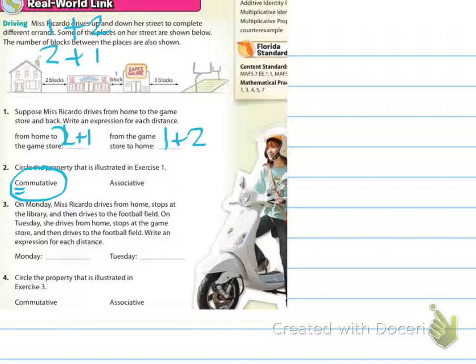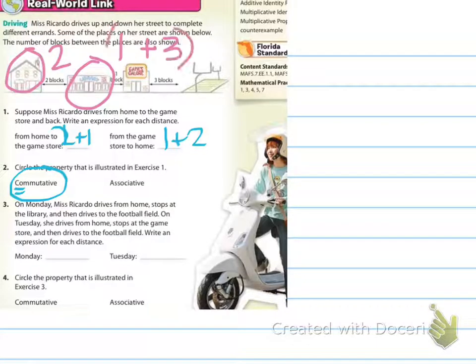So on Monday, Miss Ricardo drives from home, stops at the library. So let's figure this out. She goes from home, she stops at the library, that's 2. And then she drives to the football field. So then she goes through the 1 plus 3 to get to the football field. So it's going to be an expression of 2 plus, and then in parentheses, 1 plus 3.